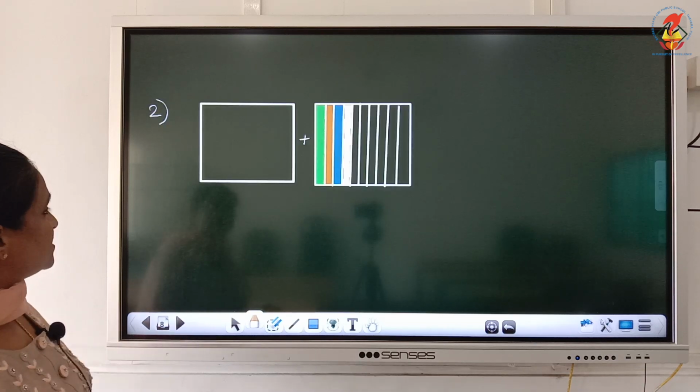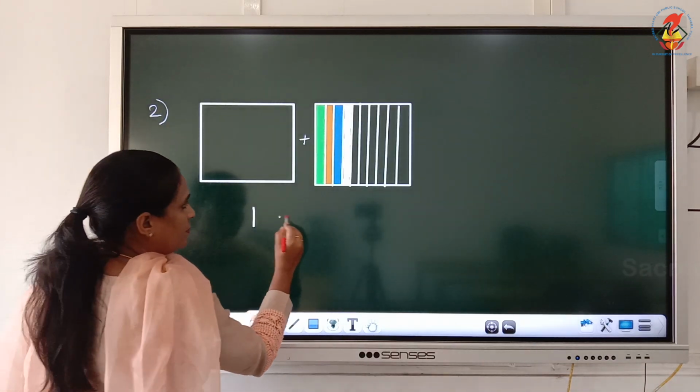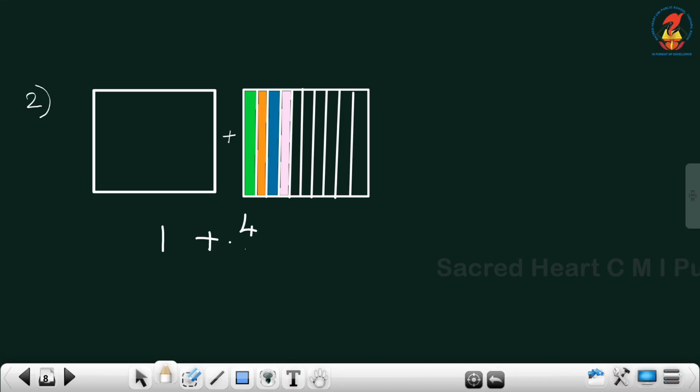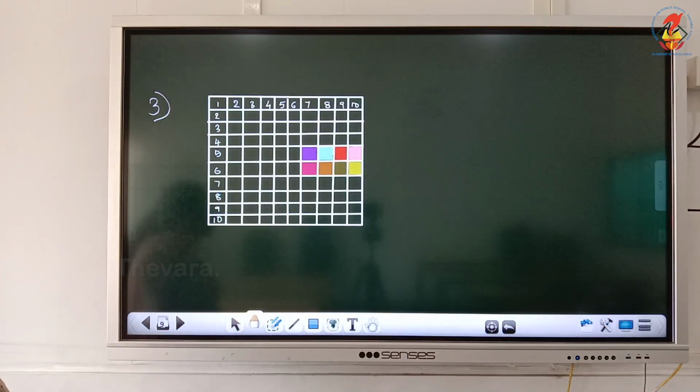Now next question, second question, you have a whole box, which is 1 plus, now from 10 equal parts, 4 are shaded. You write in fraction as 4 by 10, which you write 1 plus, how to write in decimal? 0.4. Now when you add together, you will get 1.4. Now let's move on to the next question.